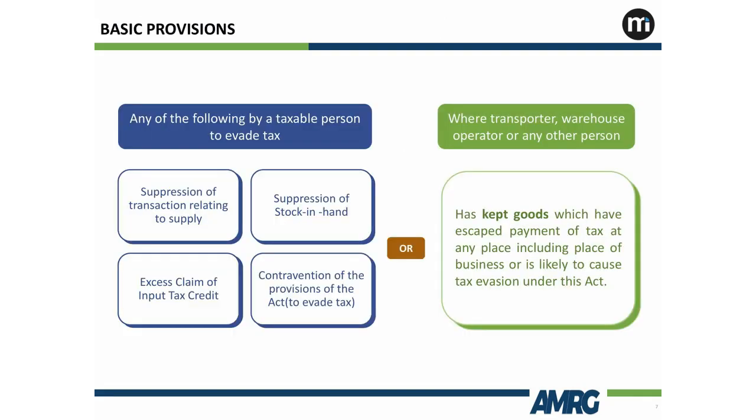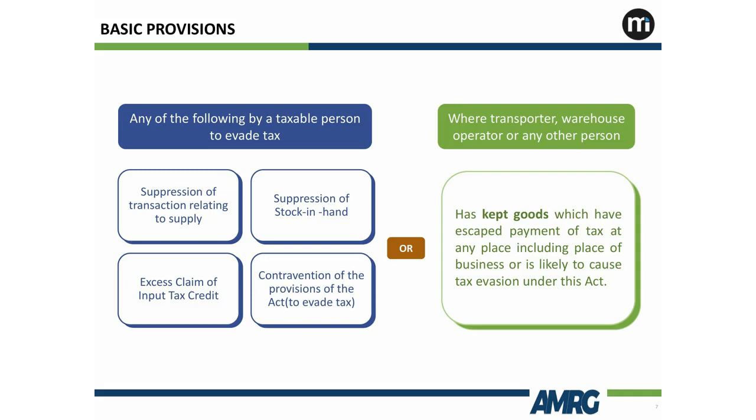So we have already read that in three or four circumstances, an inspection can be authorized when he has reasons to believe that you have suppressed any transaction related to supply, or you have suppressed stock in hand. Third is excess claim of input tax credit or contravention of any of the provisions. The fourth is a sundry provision. Let us park it. So majorly three provisions.